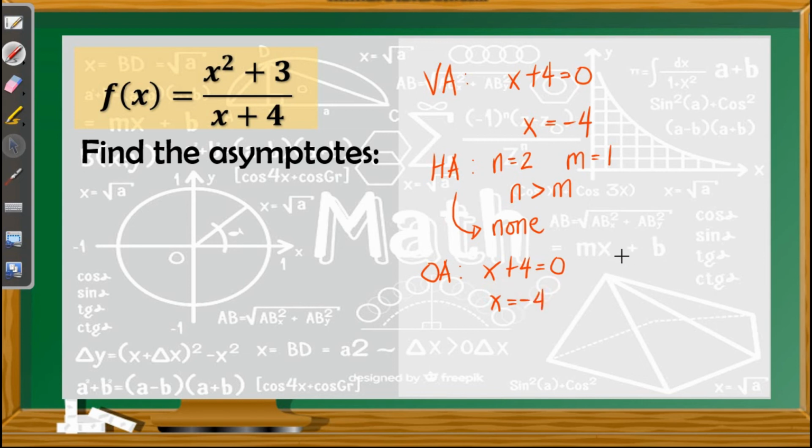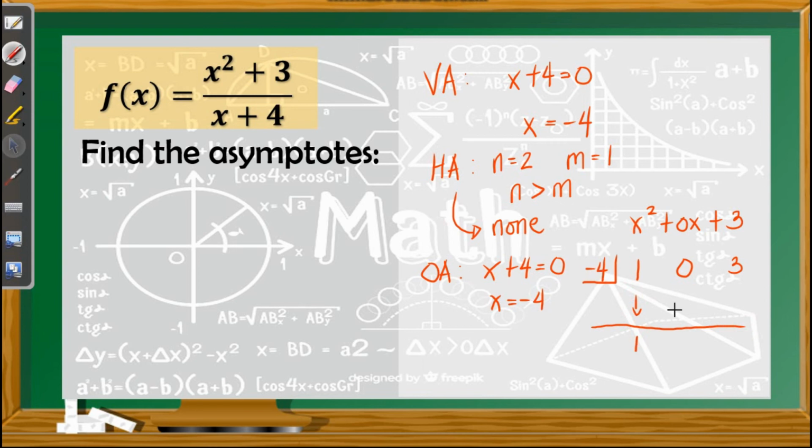So using synthetic division, we place negative 4 here, and the values to be placed here are the coefficients of the dividend. The dividend is x squared plus 3, and it's not complete, meaning the middle term is 0x. To make it complete, take out the coefficients. We have 1, 0, and 3. And in synthetic division, first bring down 1.